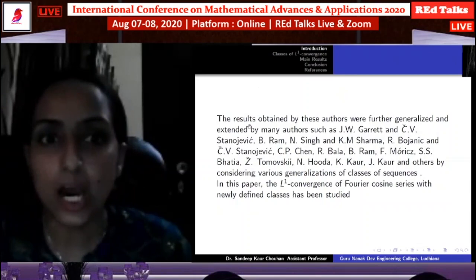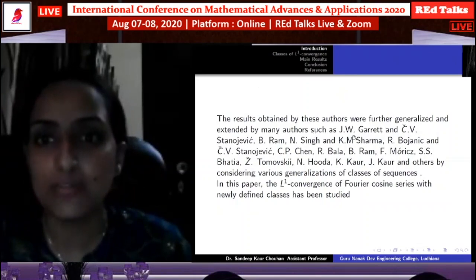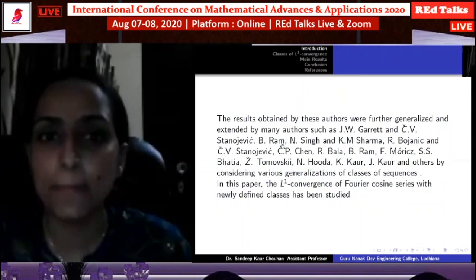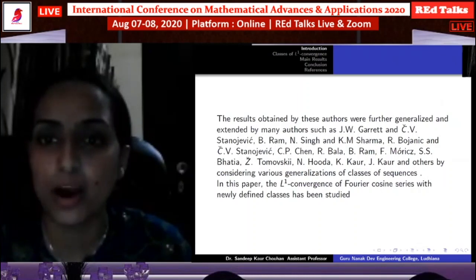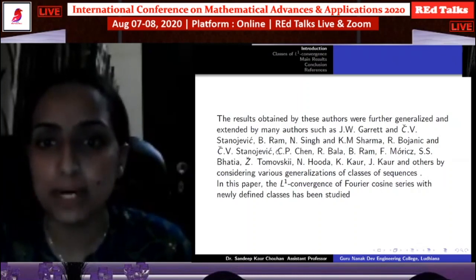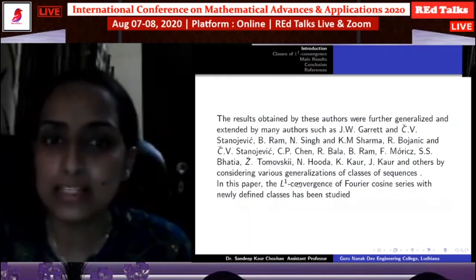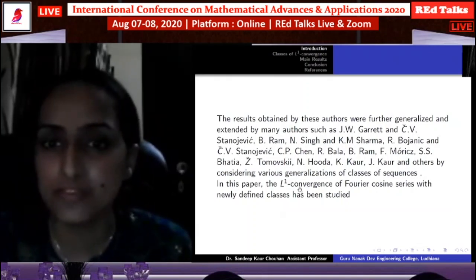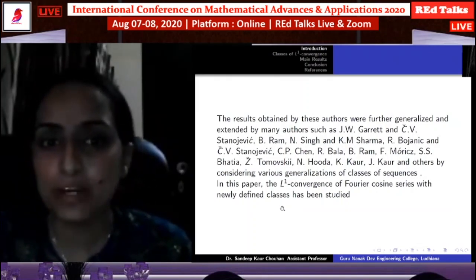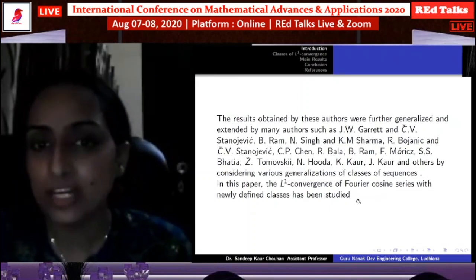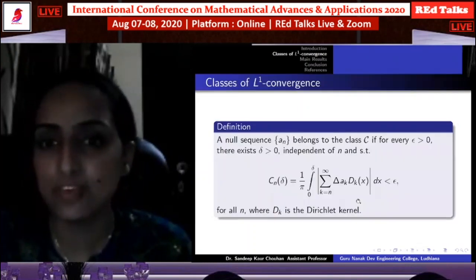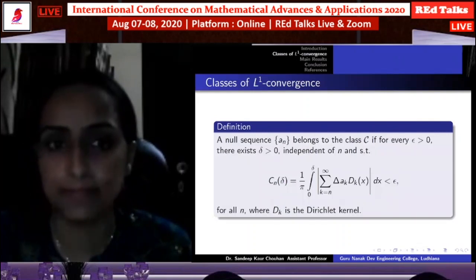The results obtained by these authors were further generalized and extended by many authors such as Garrett, Stanojevic, Ram, Singh, Sharma, Bozanic, Stanojevic, Chain, Bala, Ram, Morik, Tomasky, Bhatia, Kaur, and many others by considering various generalizations of classes of sequences. In this paper, I have introduced new classes JS quasi-convex and JS semi-convex and studied the L1 convergence of Fourier cosine series with newly defined classes.